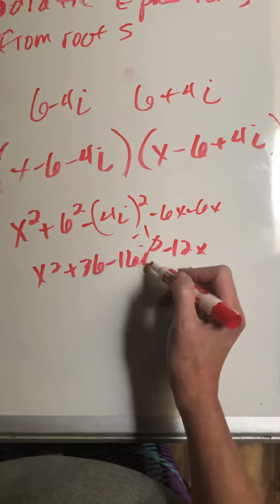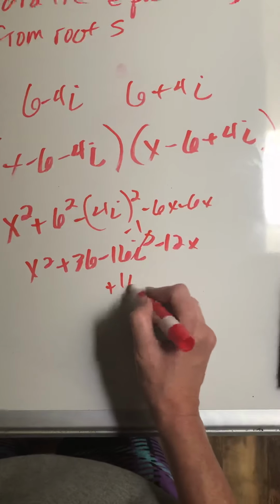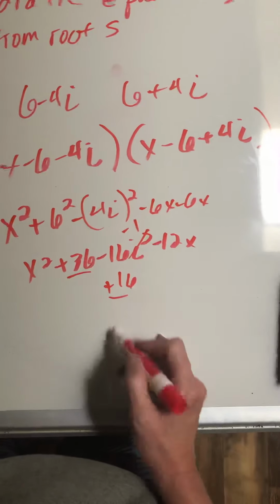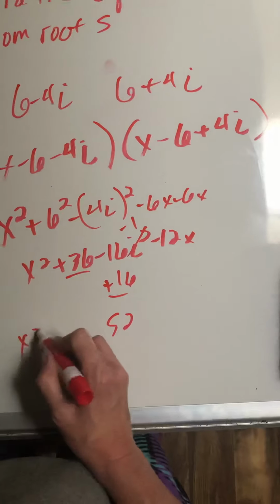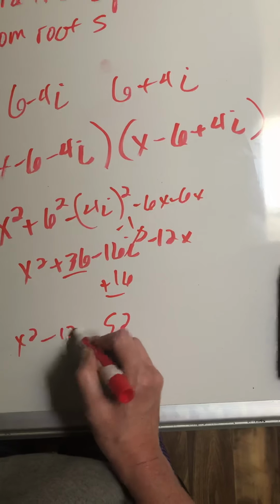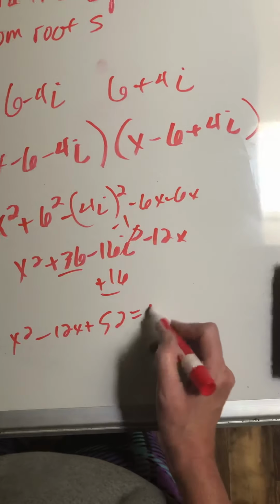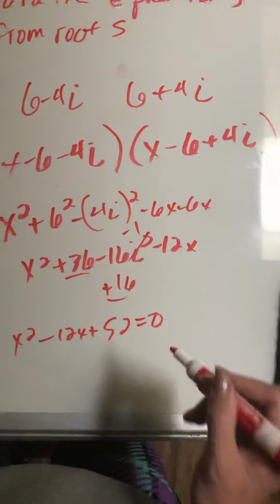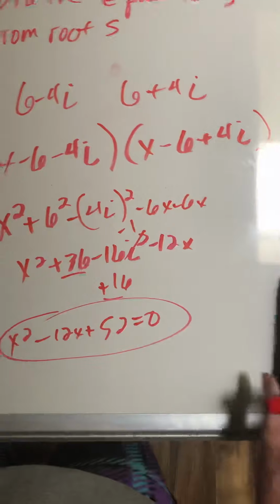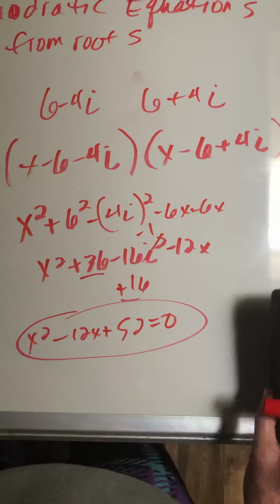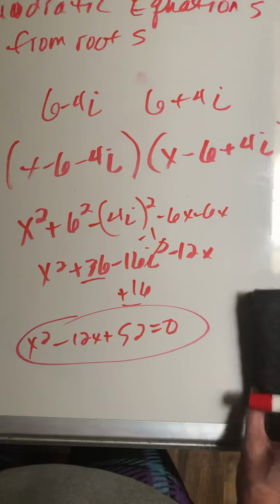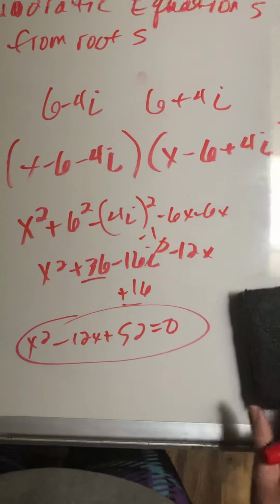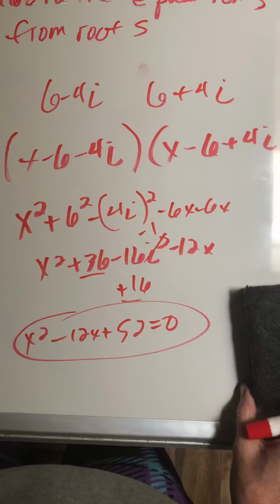Again, i squared is negative, that'd make a positive 16. 36 and 16 is 52, unless I can't add, which, you know, sometimes there's an issue. So it should be x squared minus 12x plus 52 equals 0 because it's an equation. Guys, I'm going to be looking for that equals 0, and every one of these you do. If you don't put equals 0, it's going to be wrong because it asks for an equation, so it's got to have an equals 0.